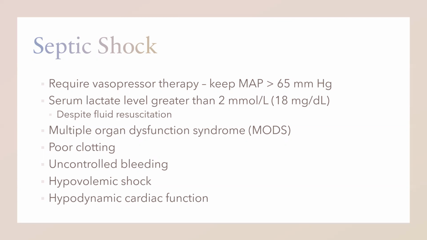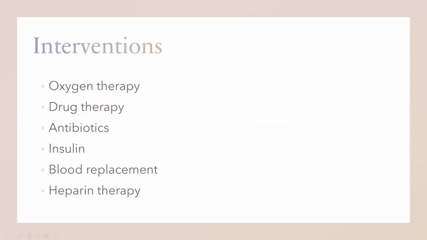In septic shock, you have multiple organ dysfunction syndrome. That's more than 2 organs involved. They have that clotting. They can have uncontrolled bleeding. They can be bleeding from every orifice. They can be bleeding from their eyes, okay? And hypovolemic shock, because they're so vasodilated and they have capillary leak, right? And they have a hypodynamic cardiac function at this point.